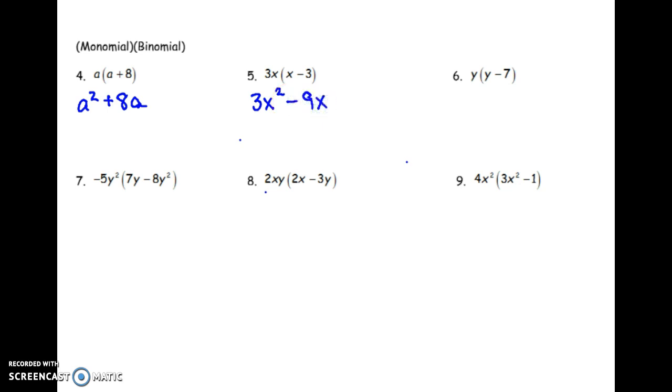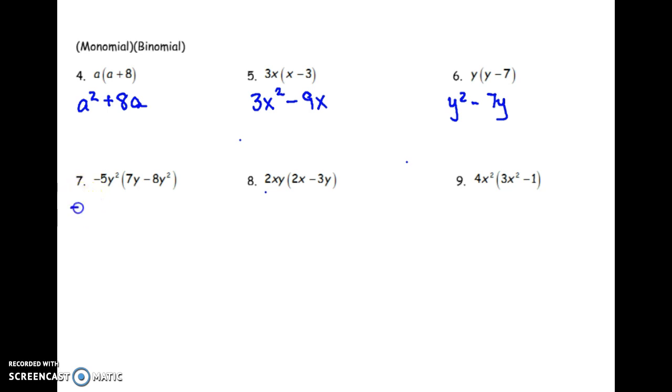Y times y minus 7 would be y squared minus, and we always list our coefficient first, so it would be 7y. Okay, don't write y7, it's 7y. Okay, and again, I'm going to start going faster. If you want to stop and try a few and then come back and see if you got the right answer, now would be a good time to do that.